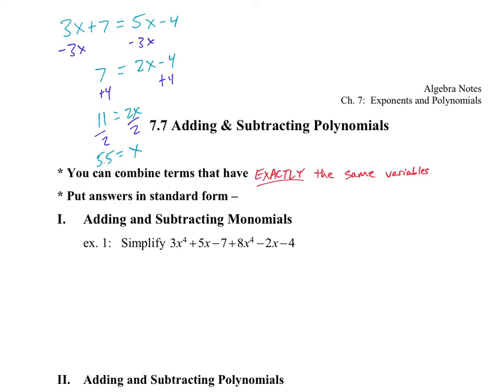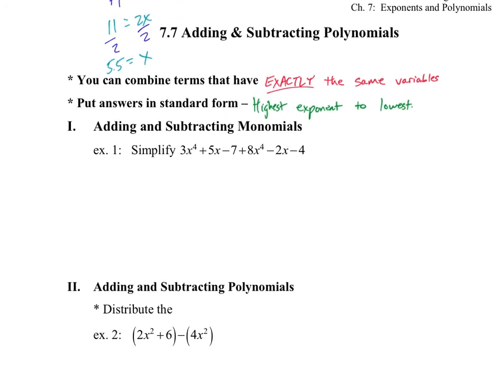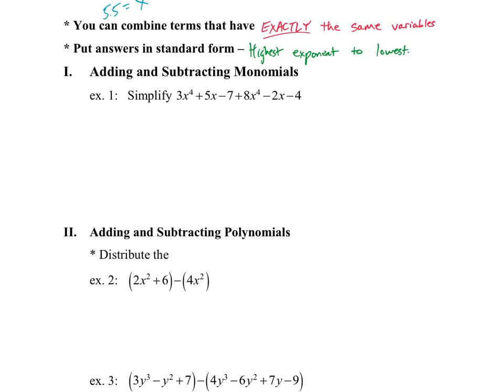Then the second thing I want to say is put answers in standard form. We looked at that in yesterday's notes, but that's basically the highest exponent to the lowest. And that's really to just like the constant, the number without an exponent. But you'll see those as we go through. If that doesn't totally make sense, check out these homework things.